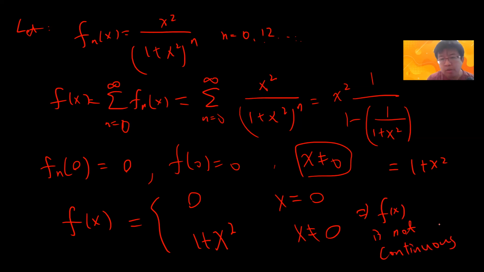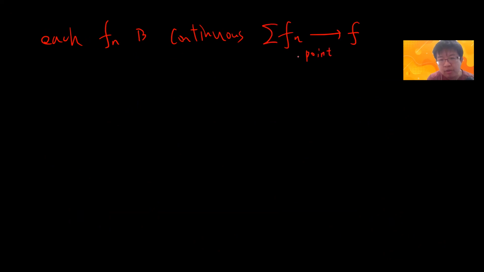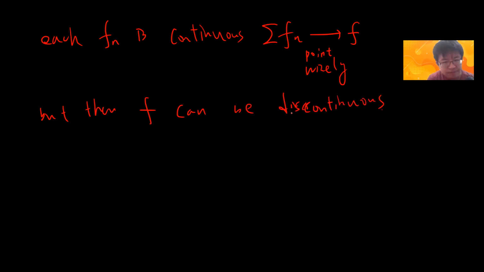Okay, so that means we have some very weird behavior: each f_n is continuous, and f_n converges pointwise. So in this case, it's fine that the summation converges pointwise, but then f can be discontinuous. Okay, so this is the second issue.